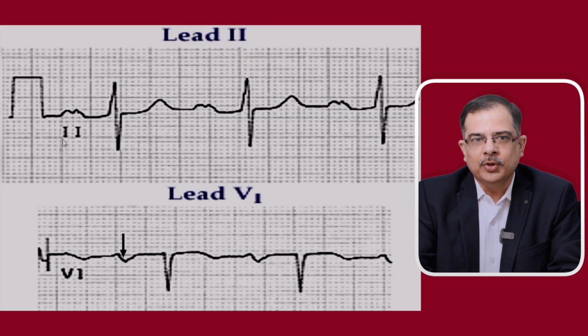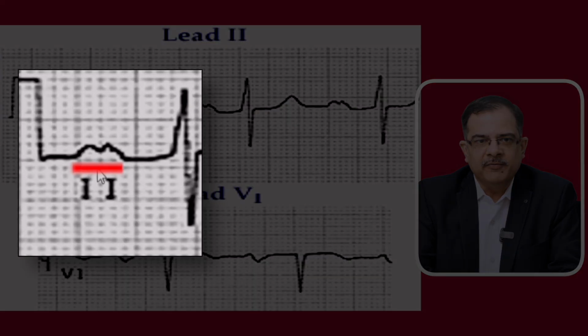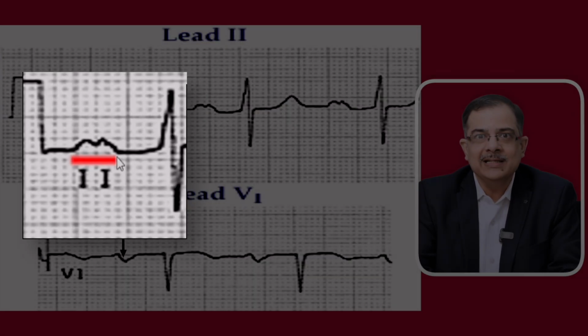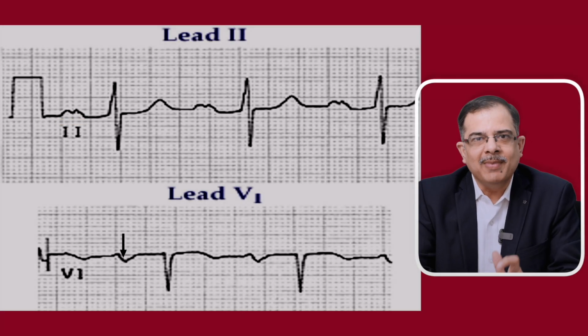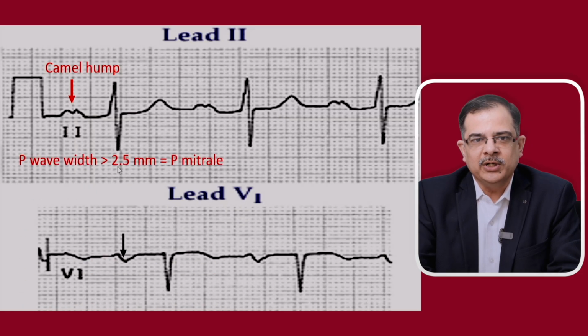So in the lead 2, this is a P wave, so you can see the P wave. Normal width of the P wave is 2 or 2.5 maximum. So here the width of the P wave, as you can see, is 4 millimeter. So it is increased. This is known as P mitral. Also, there is bifid P wave which is very prominent, known as camel hump. So this sign is a specific sign of left atrial enlargement, camel hump sign. And width increase more than 2.5 is known as P mitral.